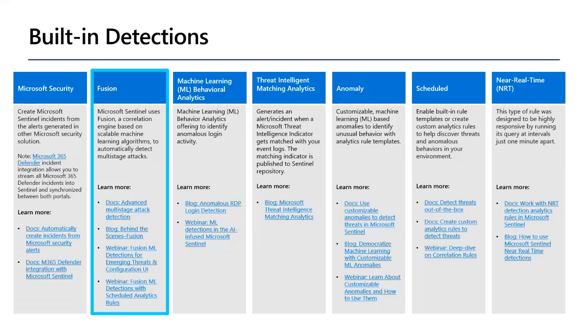Next is Fusion. Now, the Fusion rule is enabled by default, and it is a correlation engine based on scalable machine learning algorithms. It detects multi-stage attacks by identifying combinations of anomalous behaviors and suspicious activities. It correlates multiple low fidelity signals from various data sources and produces high fidelity and high severity alerts.